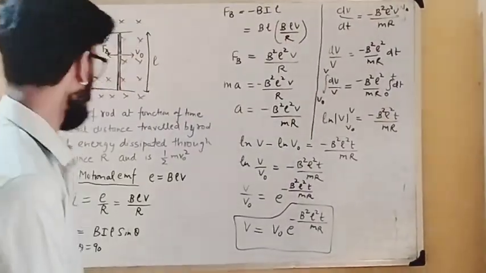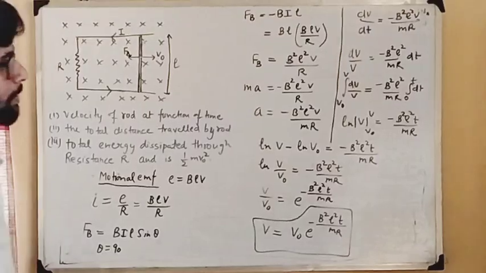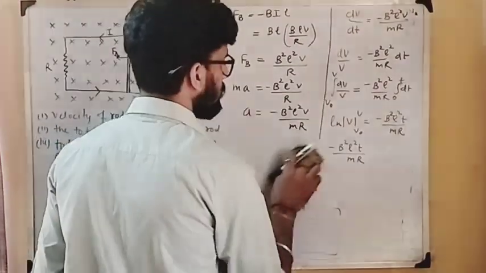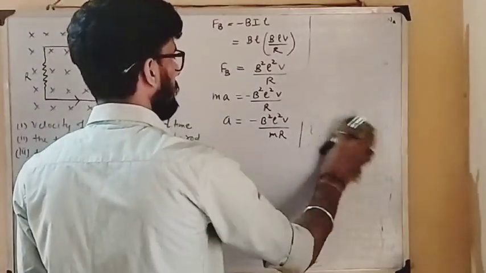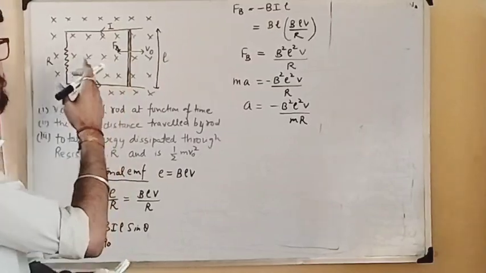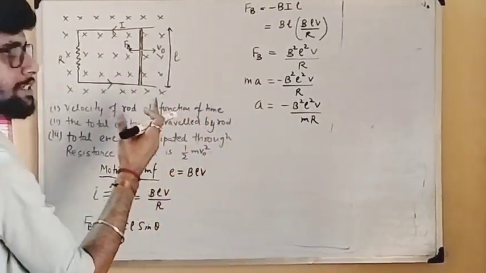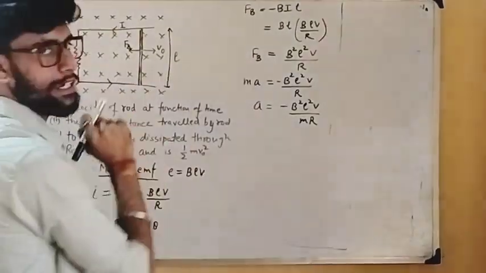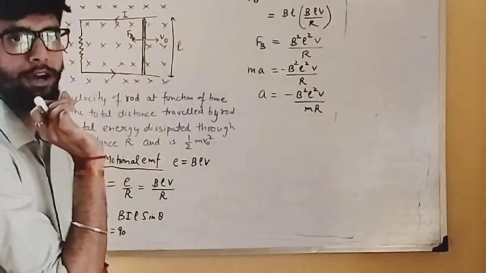Now the second part of the question is the total distance traveled by the rod. We have already calculated the velocity function. Now, using the acceleration, we can calculate the distance traveled by the body. Since it is moving with some initial velocity and then decelerating, it is going to stop after some time, so basically it is a deceleration motion. We have the negative acceleration that we already found: a is equal to minus B squared L squared v upon mR.